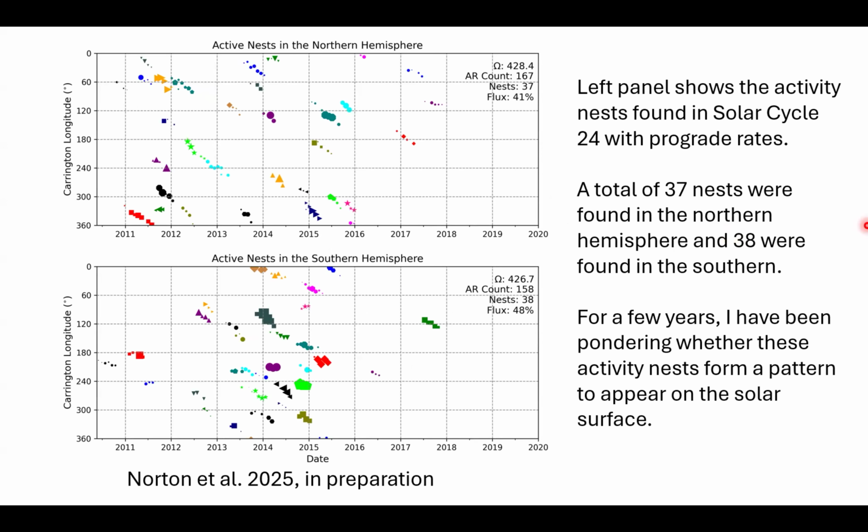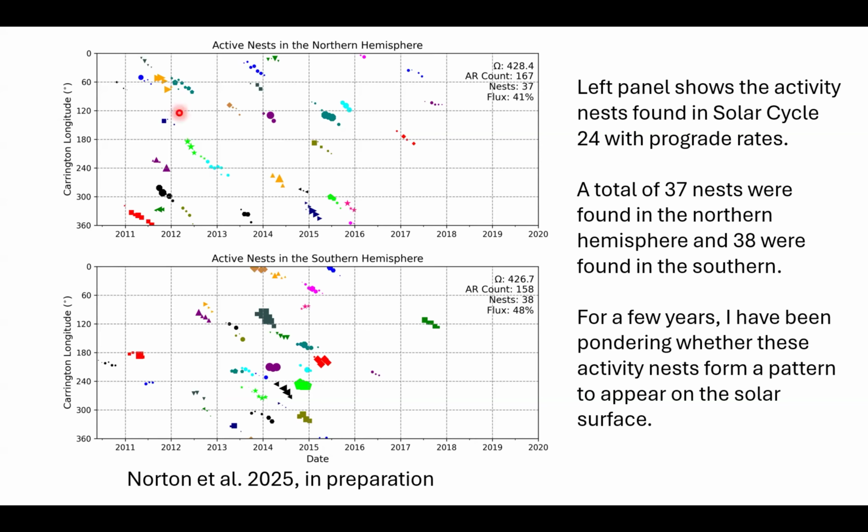Very recently, Amy has been studying the activity nests or active longitudes. She and her collaborators studied these activity nests in solar cycle 24. They found a total of 37 nests in the Northern Hemisphere and 38 in the Southern Hemisphere. This is not the total number. These are just the prograde activity nests.